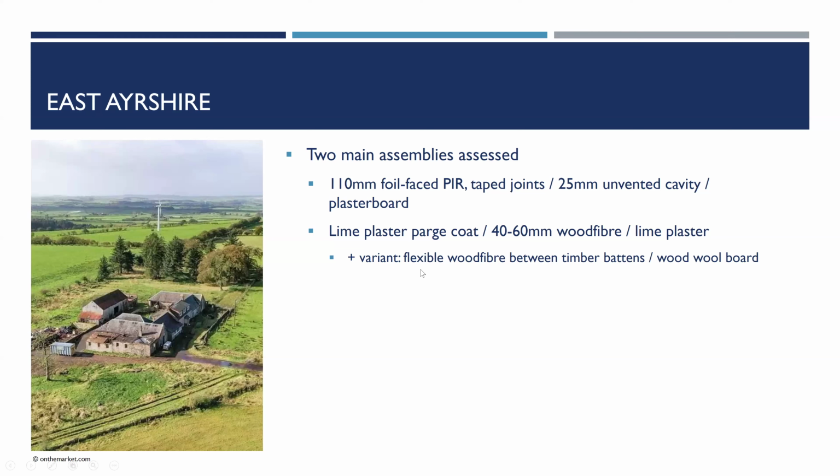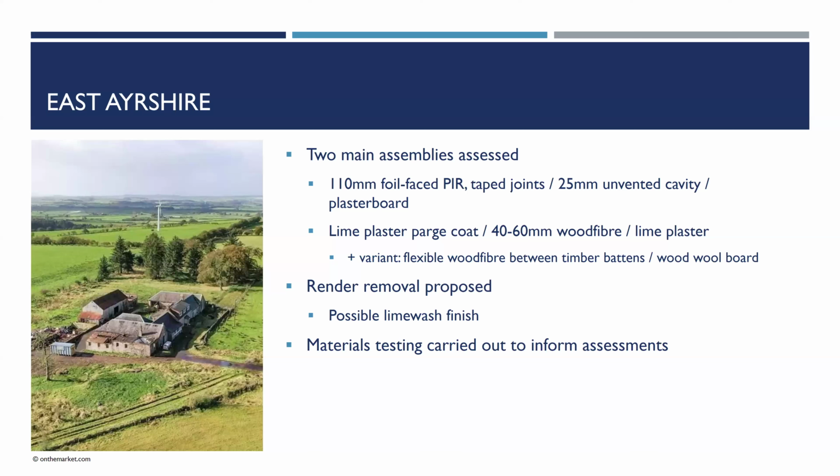And he also asked us to look at two different types of wood fibre. So rigid wood fibre finished in lime plaster, and then flexible wood fibre between timber battens and finished with a service void. He's proposing taking the render off, and maybe finishing it in lime wash, maybe just leaving it as exposed stone. We had some material testing carried out to inform the assessments, which is really important. In this case, we got the client to take some samples and send them to the third-party consultants who we use for that service, which is Green Gauge, of whom Paul is on the line, I think.